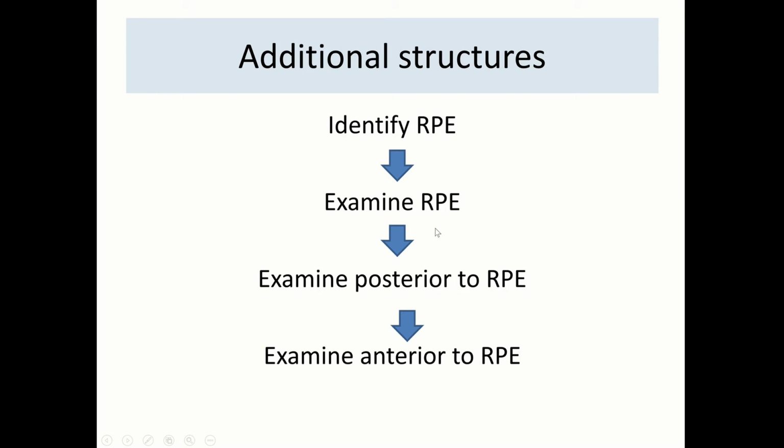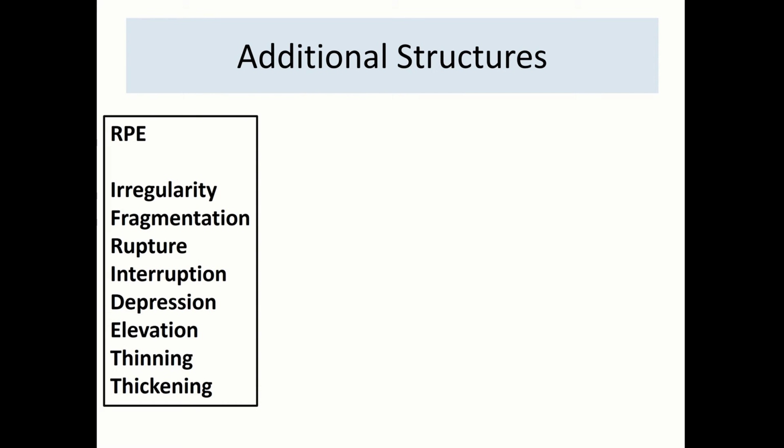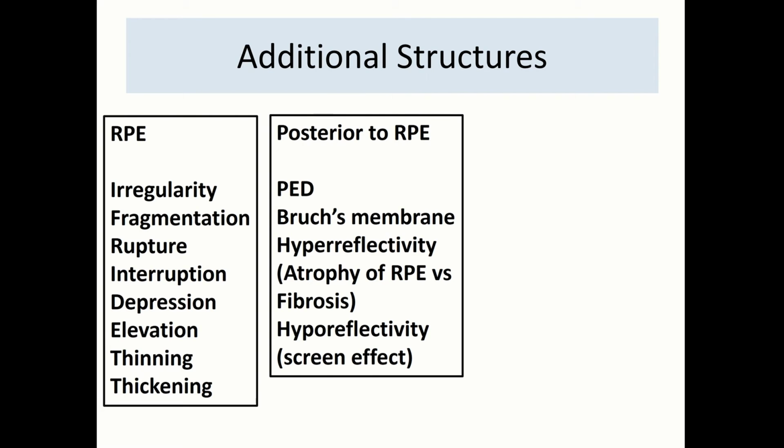Then additional structures: you identify the RPE, examine the RPE, examine posterior to the RPE, and then examine anterior to the RPE. So in the RPE you look for irregularity, fragmentation, rupture, interruption, depression, elevation, thinning, and thickening, which we just demonstrated. Posterior to the RPE, you look for any PED, Bruch's membrane, hyperreflectivity, atrophy of RPE versus fibrosis, and hyperreflectivity, which can be a screen effect.